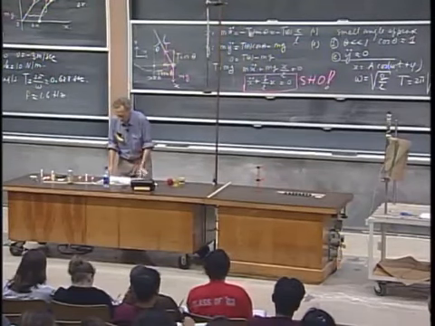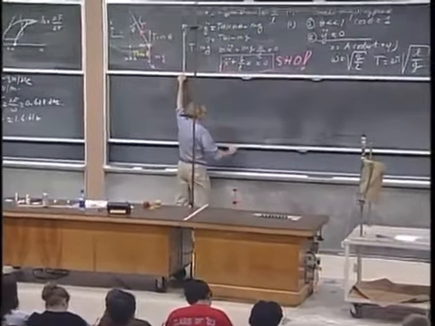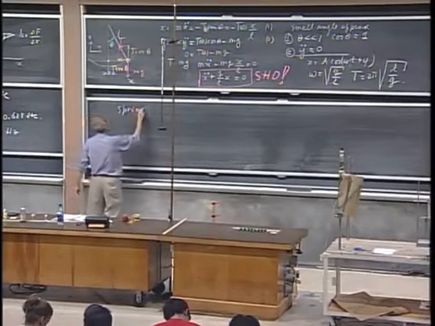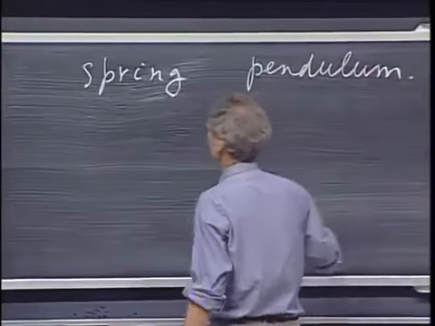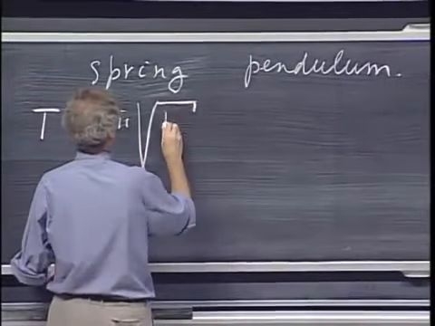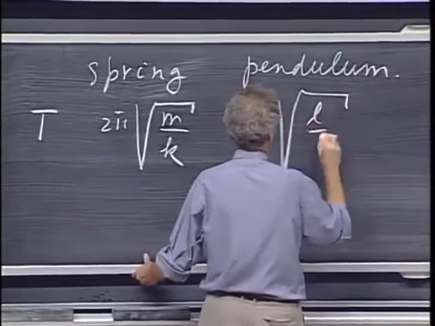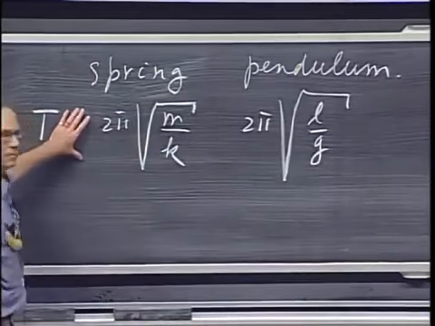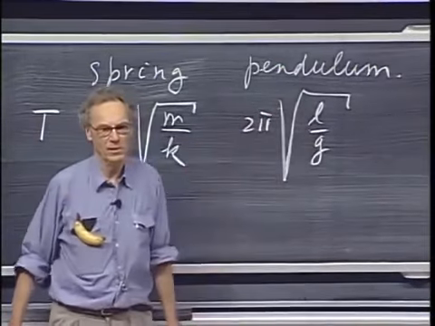I now want to compare with you the results that we have for the spring with the results that we have from the pendulum to give you some further insight. We have the spring and we have the pendulum. And I'm only going to look at the period T, which here is 2 pi divided by the square root of m over k, and here is 2 pi times the square root of L over g. If I look here, there is a mass in here. If I look here, it's independent of the mass.